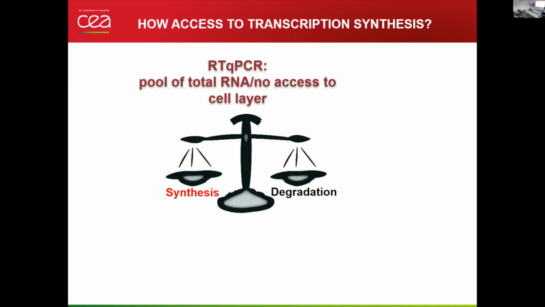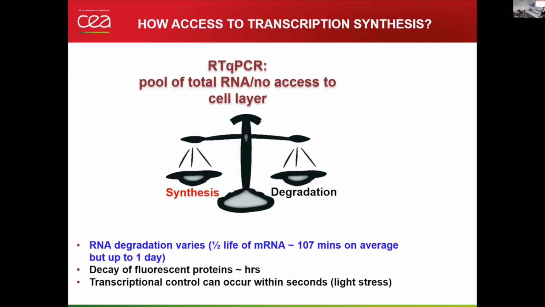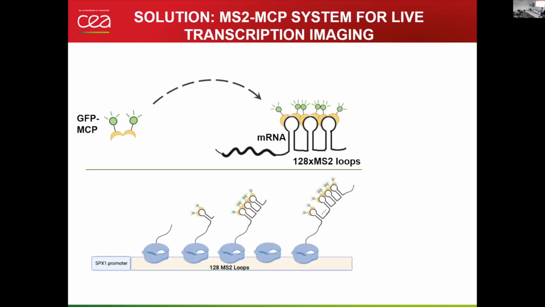The problem of the molecular markers with RT-qPCR is that you access the total pool of RNA. And the total pool is an equilibrium between synthesis and degradation. It means that if you provide phosphate and the signal transduction starts, you don't see it, because the half-life of the RNA is more than 1.5 hours. So the transcriptional control can occur, and you will see a delay if you are looking at the total pool of RNA.